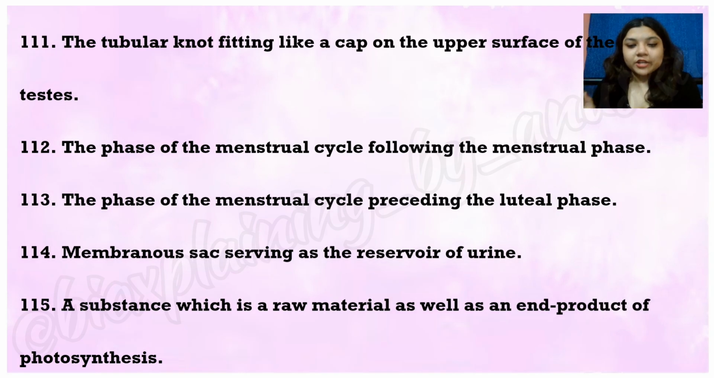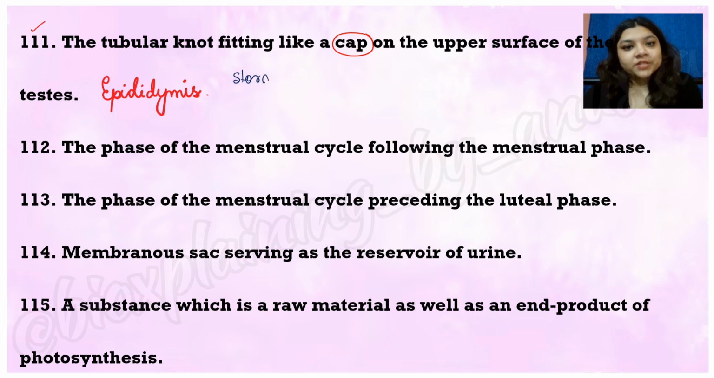Time for us to check the answers. The tubular knot fitting like a cap on the upper surface of the testis is the epididymis. This is the site where there will be the storage and the maturation of sperms.